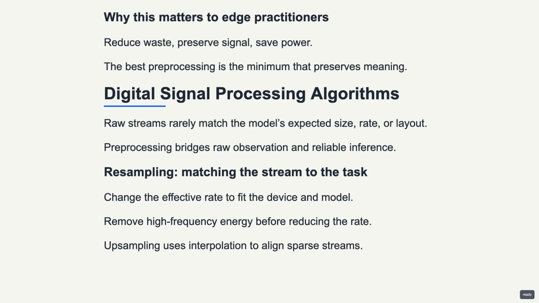Upsampling solves a different mismatch. Two signals may need a common rate before features can be combined. Interpolation fills gaps to create alignment, but it does not invent new information. So timing still has to be chosen carefully for short events like commands or speech.